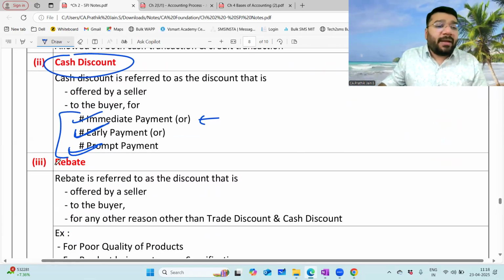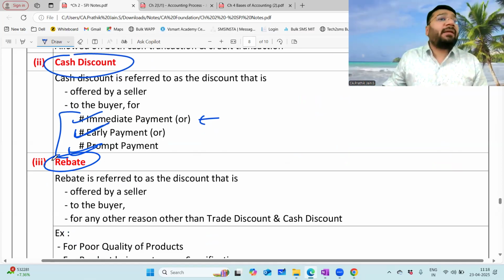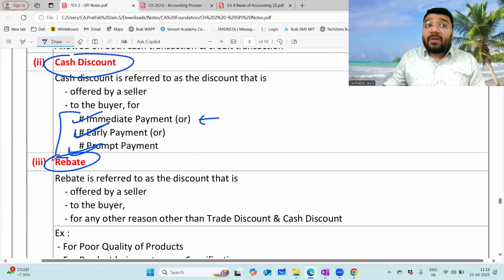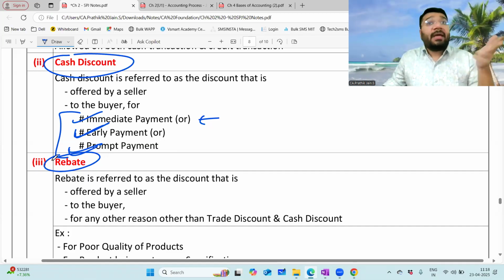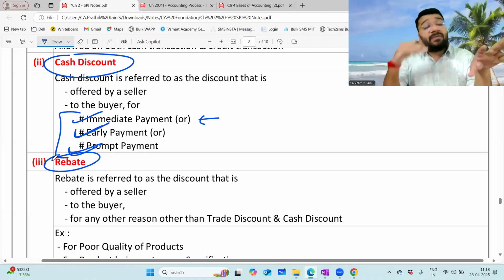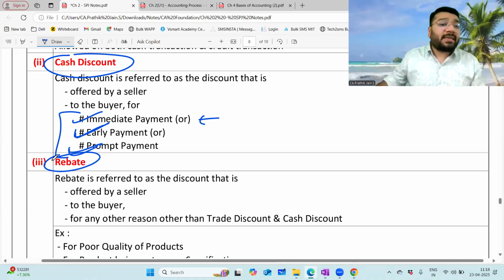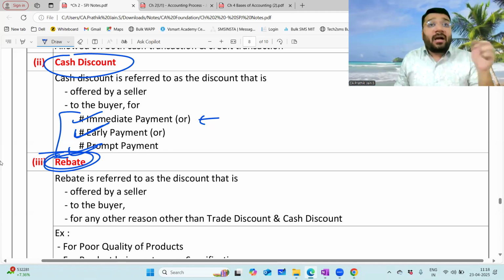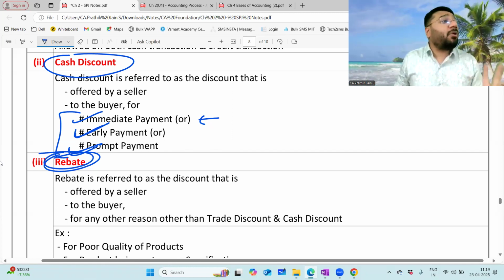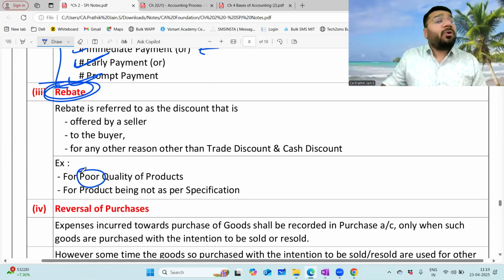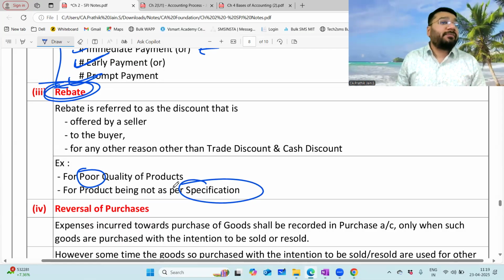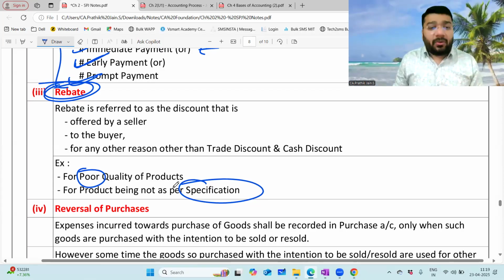Then we learned something called as rebate. Rebate means what? Again, this is a discount allowed by the seller to the buyer for a reason other than trade discount reason, other than cash discount reason. For trade discount, what reason? Bulk purchase. For cash discount, immediate payment, early payment, prompt payment. Except these reasons, if there is any other reason, the discount you give is called as rebate. Any problem? The accounting treatment for the rebate is the same as your cash discount allowed and cash discount received. The accounting treatment is exactly the same. Example, what we saw was you ordered something, but you got poor quality of the product, or you got the goods not as per your specifications, right? So these are the reasons why the rebate has been allowed.